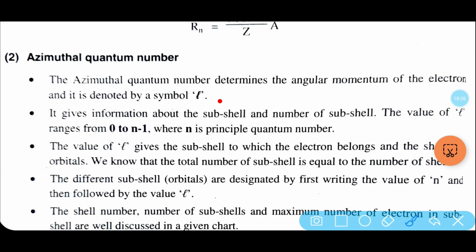So the azimuthal quantum number is important to find out the angular momentum of an electron present in the orbit. It also gives information about the subshell and the number of subshells present in the orbit. The value of l ranges from 0 to n minus 1, where, as we know, n is the principal quantum number. So l, that is the azimuthal quantum number, has a number of values depending upon the principal quantum number.